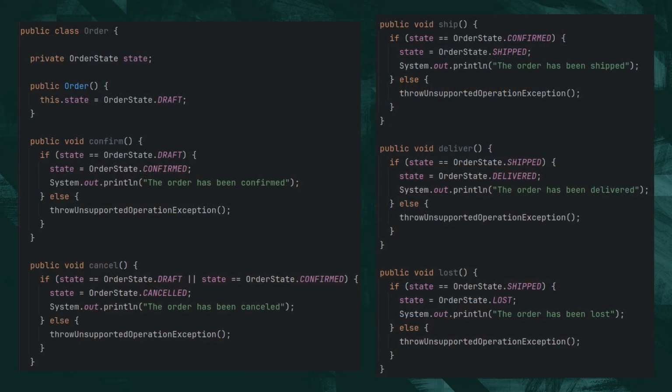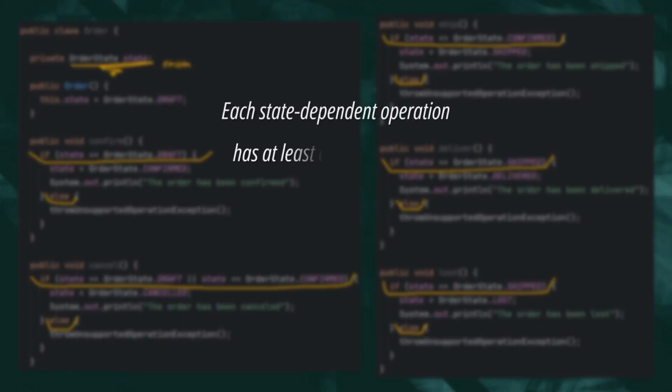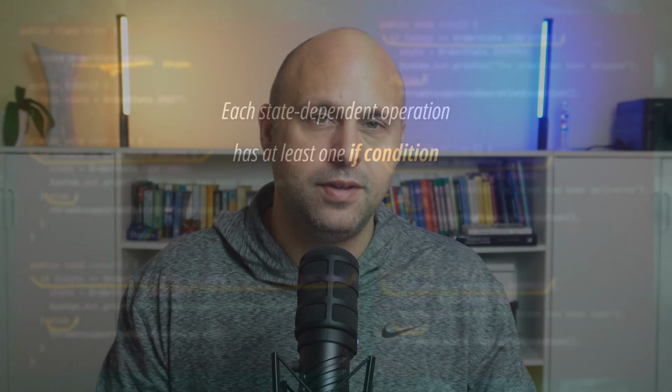If we modeled all possible states as an enumeration in the order class, we'd be forced to use conditional statements to alter the behavior of the class depending on its state. This is fine if we are modeling a few states with simple business logic, but it becomes difficult to manage if we have many states with complex rules.